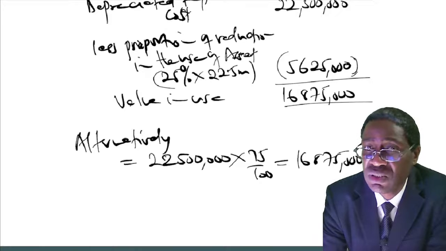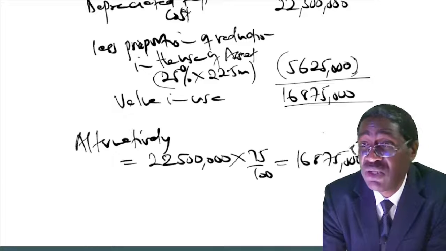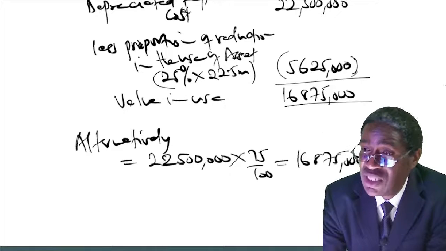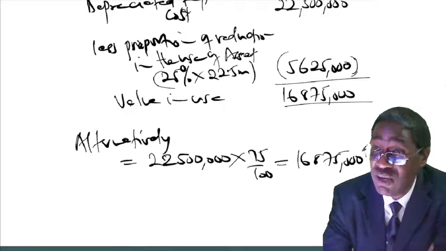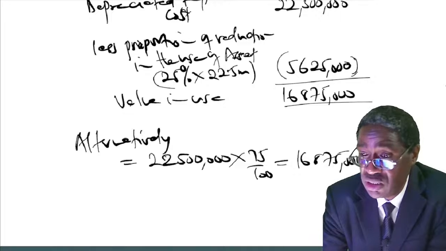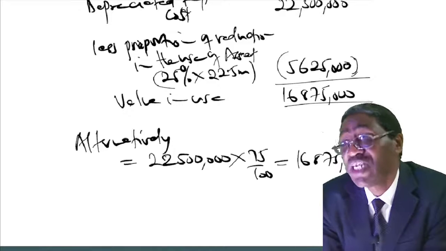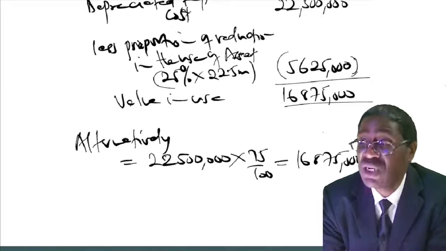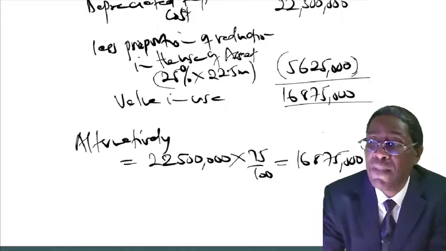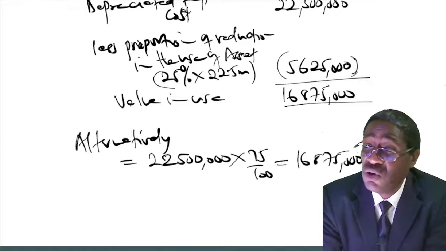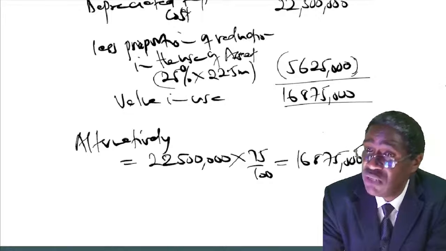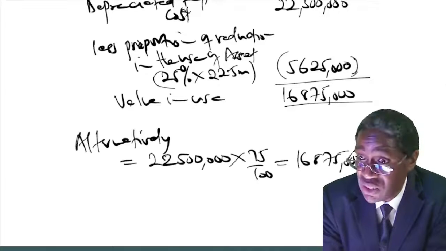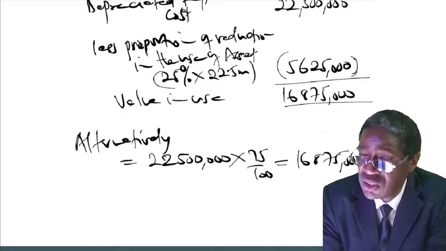Therefore, value in use, shillings 16,875,000, becomes the recoverable service amount of the machine. Remember, this one is not generating cash flow, so we call it recoverable service amount. Since the asset has no net realizable value, its value in use, shillings 16,875,000, becomes the recoverable service amount of the machine.